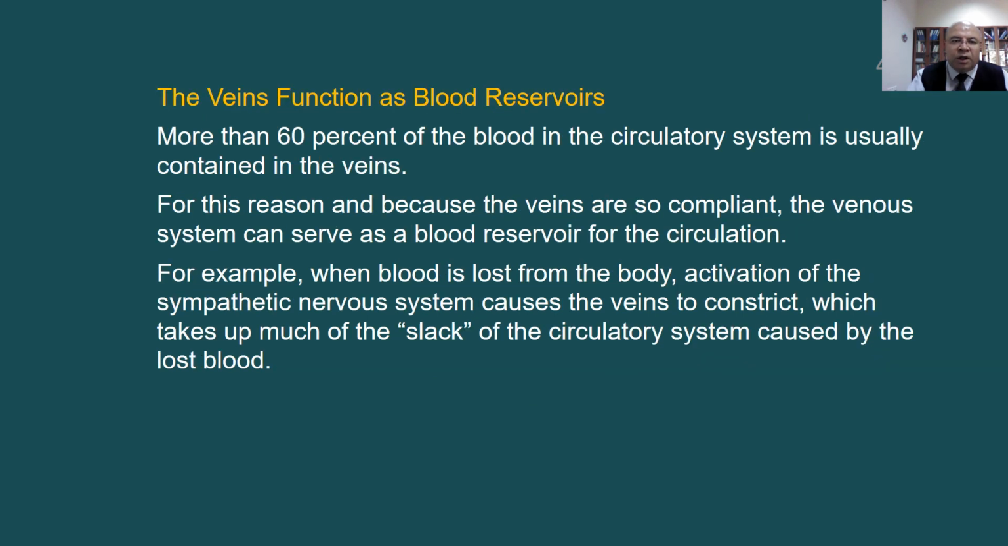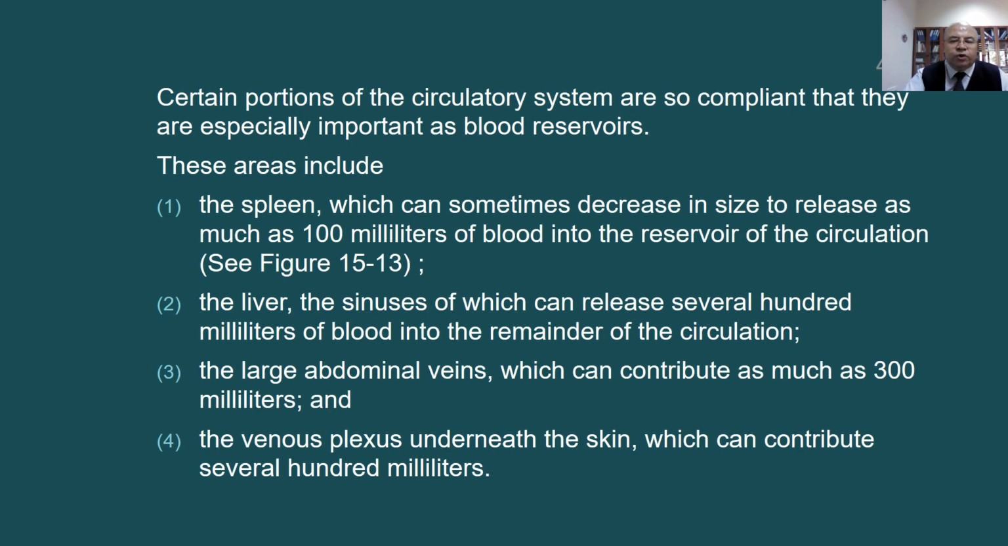Okay. The veins function as blood reservoirs. More than 60% of blood in the circulatory system is usually contained in the veins. For this reason, and because the veins are so compliant, the venous system can serve as a blood reservoir for the circulation. For example, when blood is lost from the body, activation of the sympathetic nervous system causes the veins to constrict, which takes up much of the slack of the circulatory system caused by the lost blood. Certain portions of the circulatory system are so compliant that they are especially important as blood reservoirs.